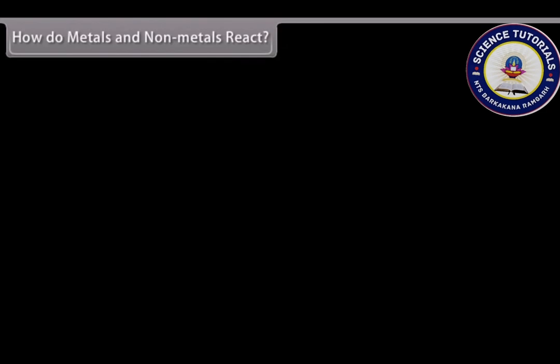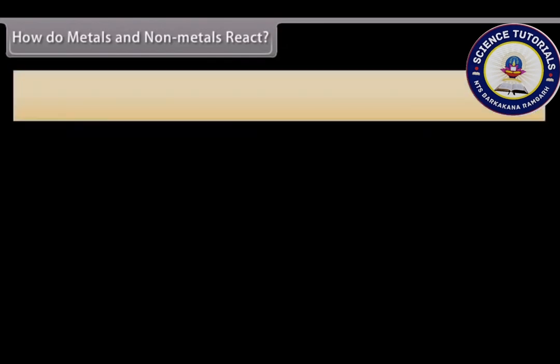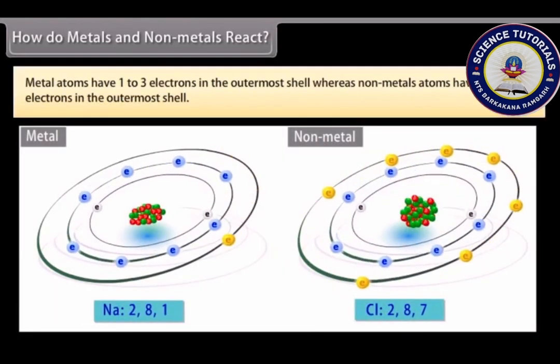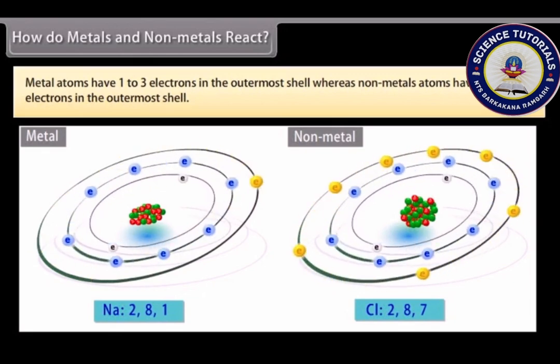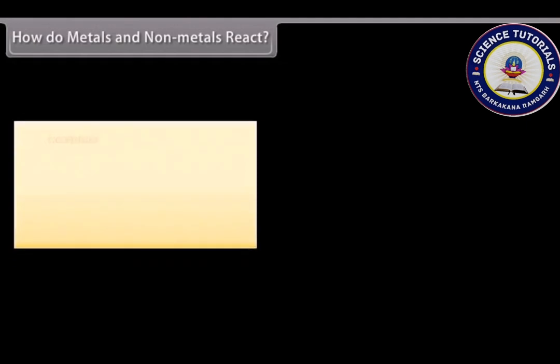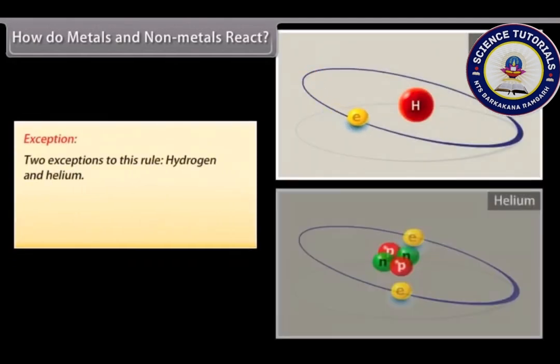How do metals and nonmetals react? Metal atoms have 1 to 3 electrons in the outermost shell, whereas nonmetal atoms have 4 to 8 electrons in the outermost shell. Exception. There are 2 exceptions to this rule: hydrogen and helium.